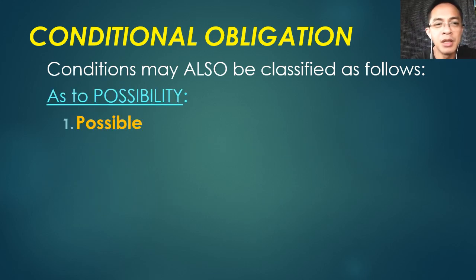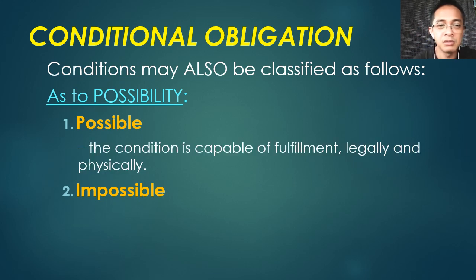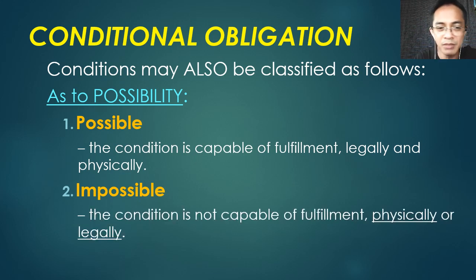Condition may be also classified as to possibility, number 1, possible or impossible. So, the condition may be possible, of course. I will give you something if you will sing, or if you will dance, or if you will go to class. Oh, that is a possible condition. An impossible condition class is one that is not capable of fulfillment. For example, I will give you 1,000 if you can hold the moon in your hand. So that is impossible.